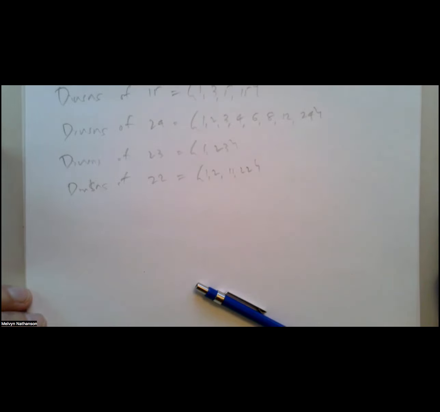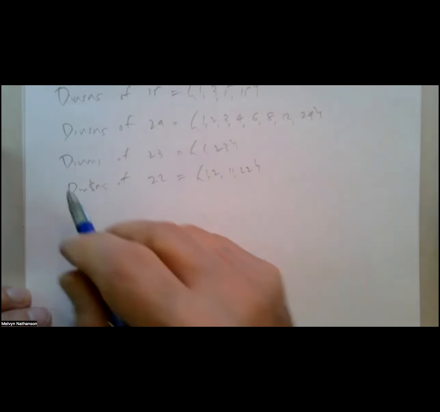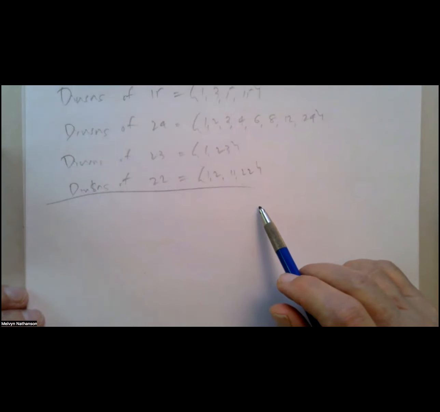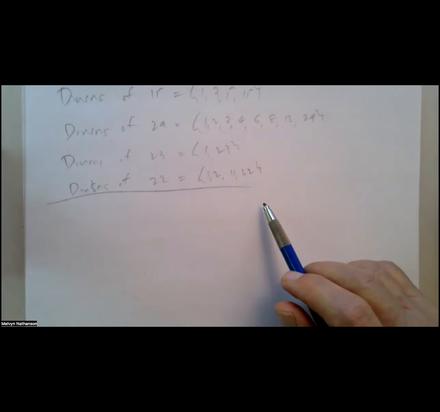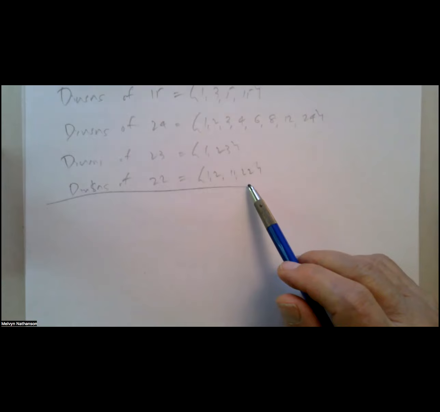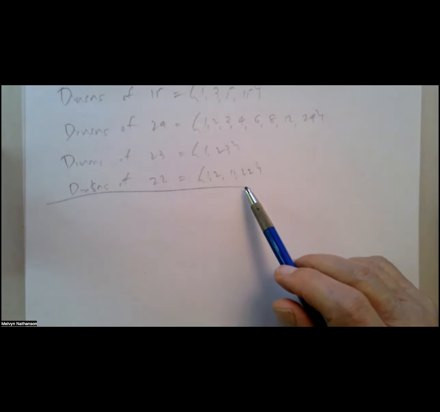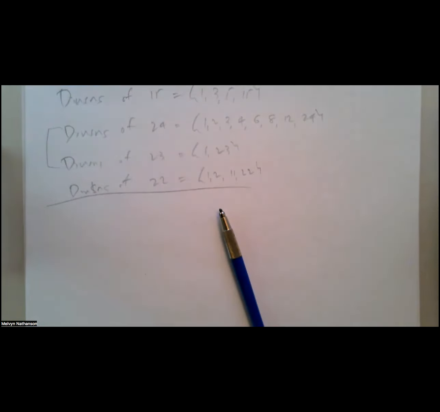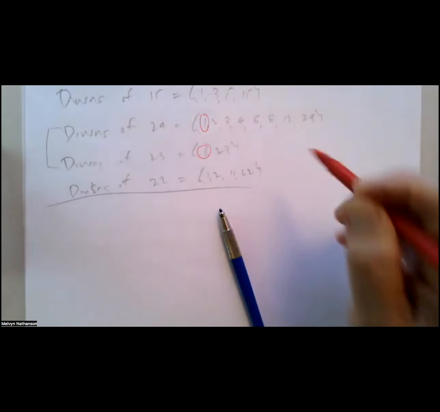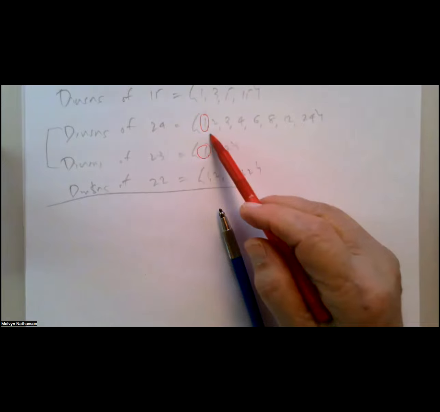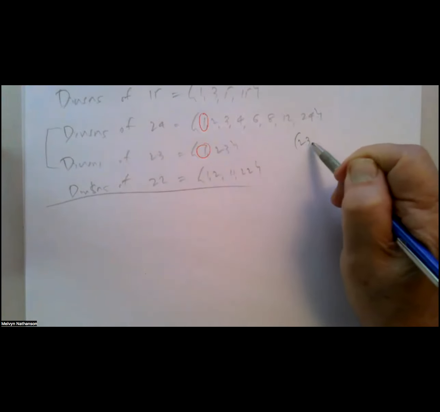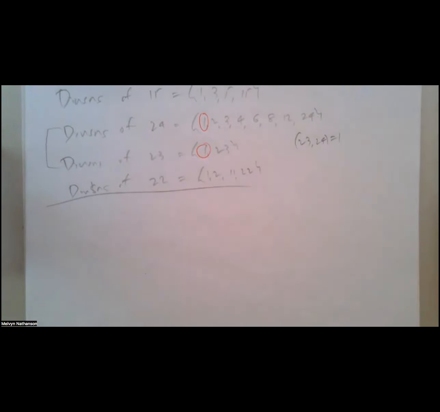Now, one inefficient way of computing the greatest common divisor of two numbers is just to look at all the divisors and pick the largest number that occurs in both sets. So, for example, if I compare 23 and 24, the largest number that occurs in both sets of divisors is 1. This is 1, 2, 3. This is 1 and 23. So the greatest common divisor of 23 and 24 is 1, and so on. Okay.